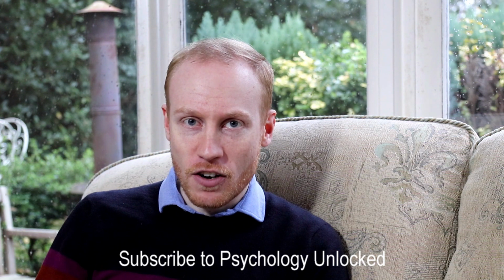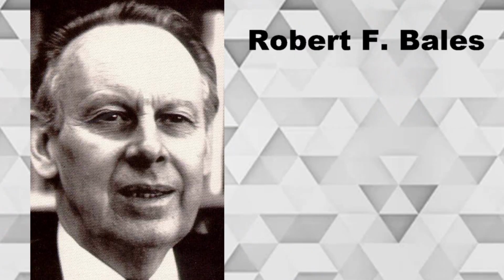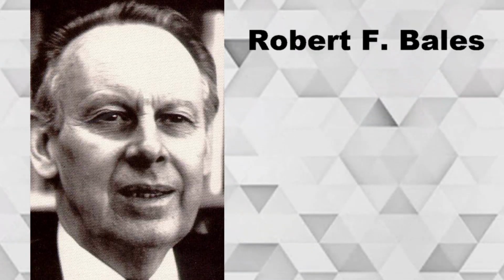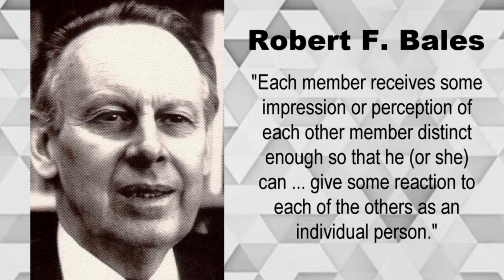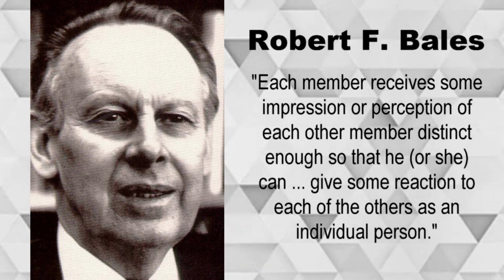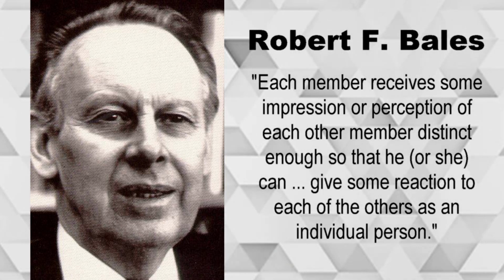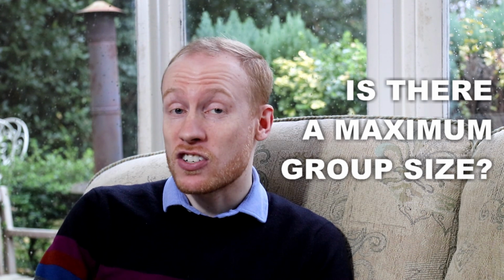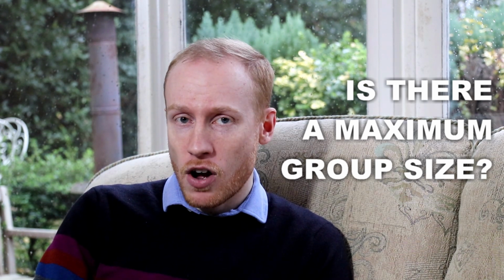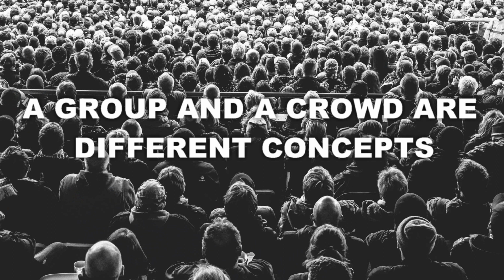So the first definition that I've picked out is from a psychologist called R.F. Bales from 1950, and he says this: each member receives some impression or perception of each other member distinct enough so that he or she can give some reaction to each of the others as an individual person. Therefore, if somebody has to recognise every other member of the group individually, you would think that there would be an upper group size, which might be about 30 people, a classroom's worth, rather than a school assembly that's not a group anymore, according to this idea from Bales.